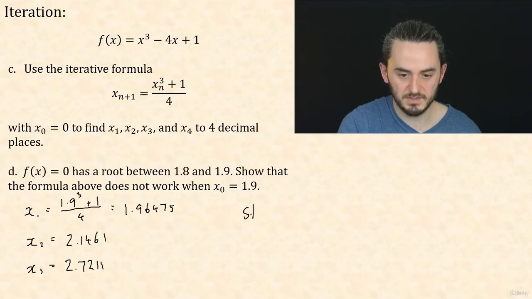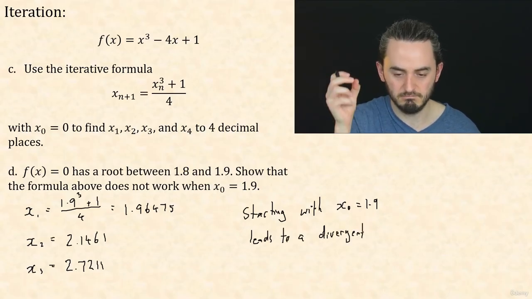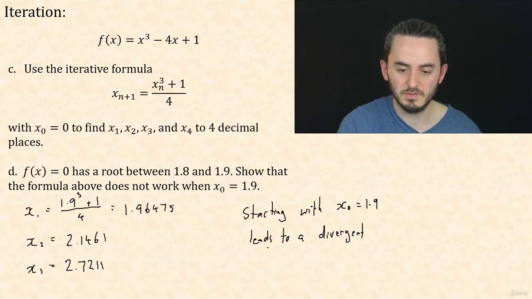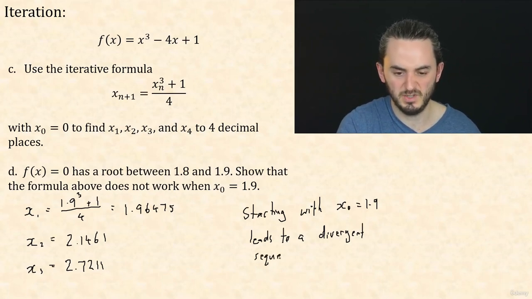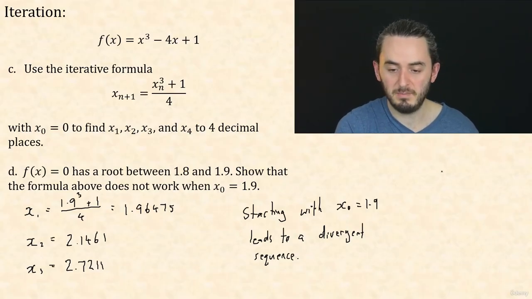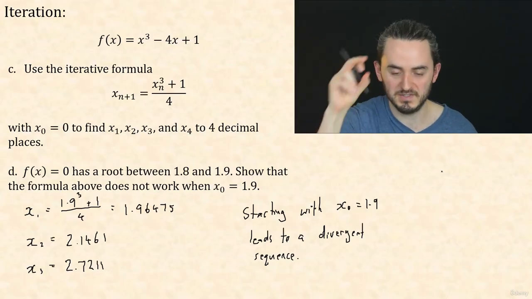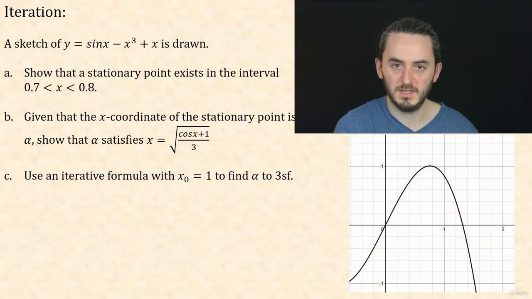So what I'd say is starting with x0 equals 1.9 leads to a divergent sequence, which means we are not converging to an answer. It's divergent, so it's not zooming in on an answer. In practice, what's happening is that our staircase is just bouncing away up to infinity and not getting stuck between the lines.